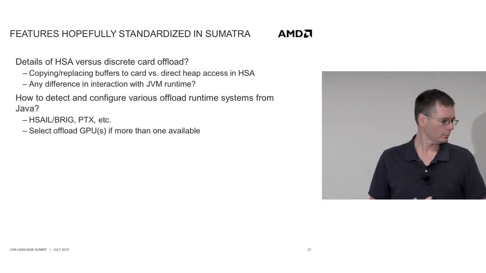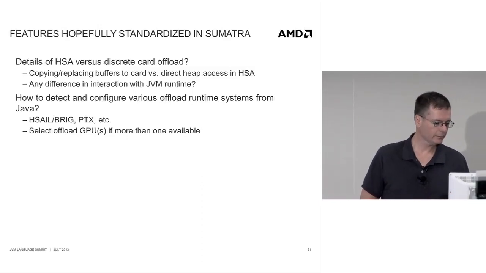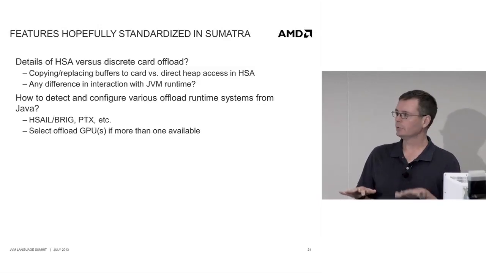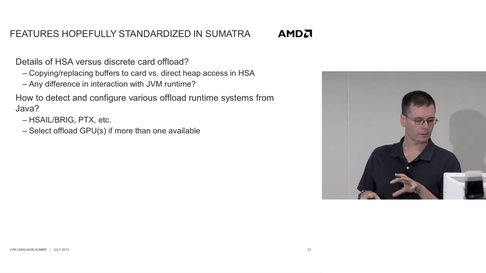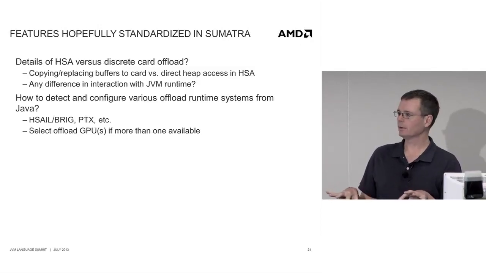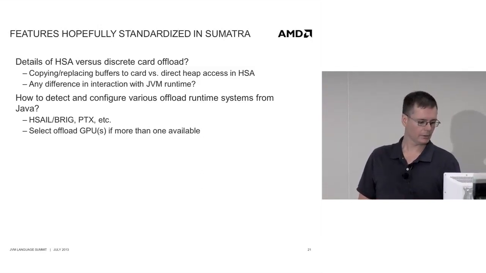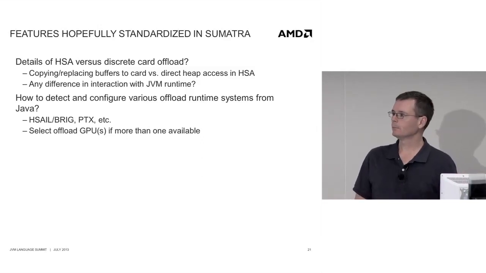And then one of the last things is just how are you going to configure this? Imagine you have a machine that has multiple cards, or you have the APU and some cards. How would you want to configure your system at launch time or at runtime so that you could determine which offload platform you might want to take advantage of if you have more than one, or would you want to be able to use them all at the same time? So that's just another item in the to-do list.